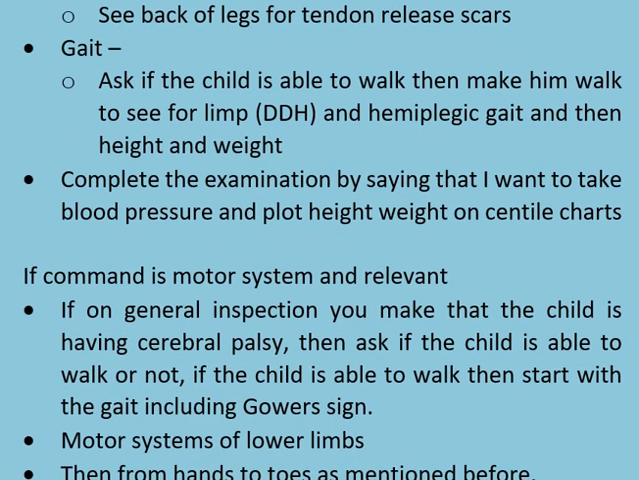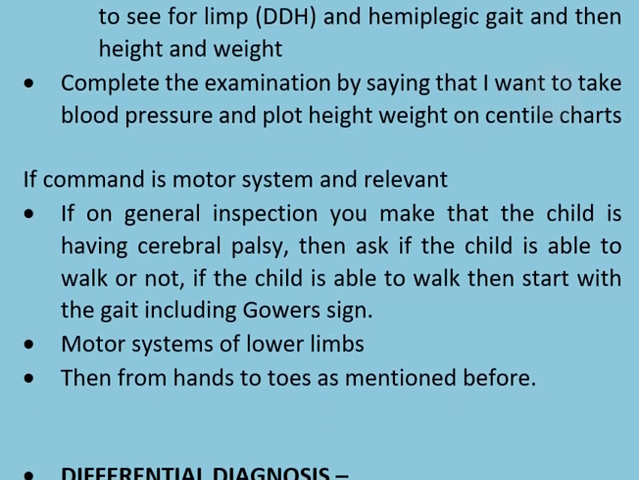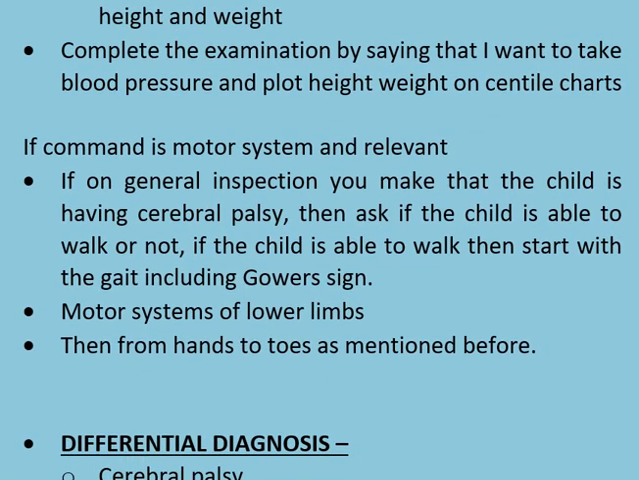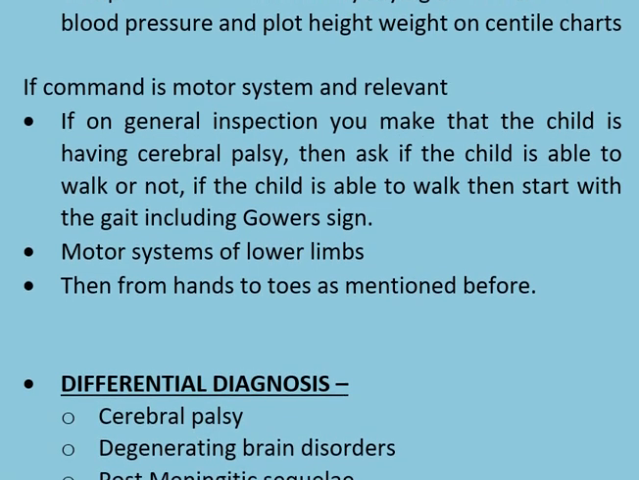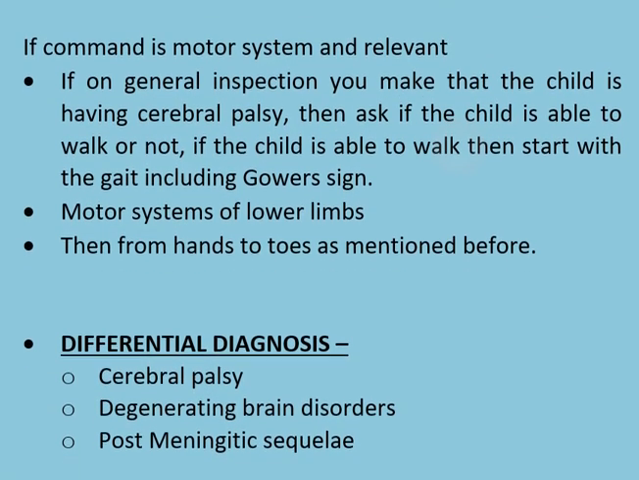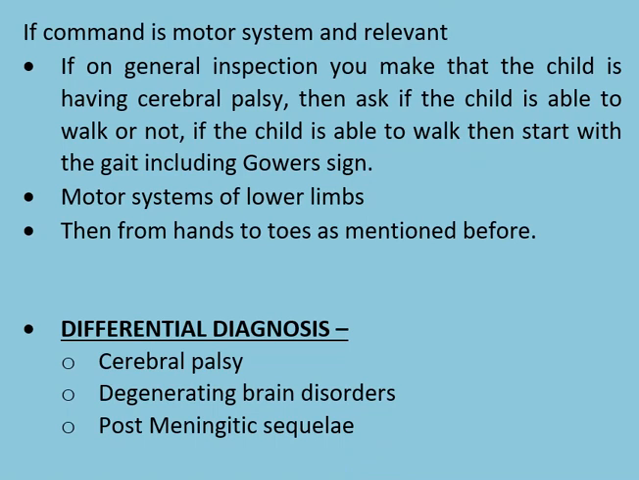If the command is on the motor system and relevant, then after general inspection, you make out that the child is having cerebral palsy. Then ask if the child is able to walk or not. If the child is able to walk, then start with the gait including cover signs, motor system of lower limbs, then from hands to toes as mentioned before. The most common differential diagnosis is cerebral palsy, degenerating brain disorder, and post-meningitic sequelae.